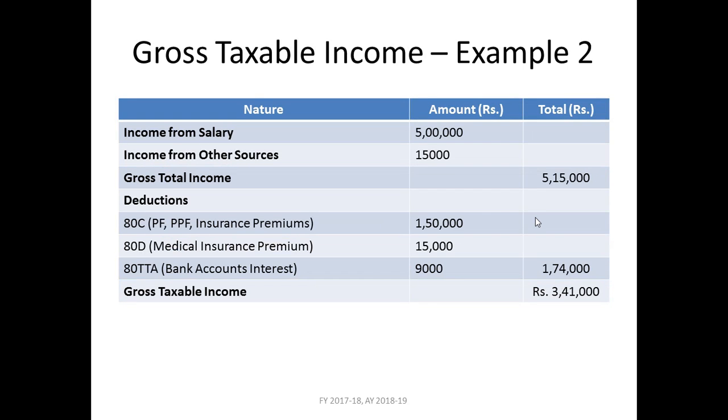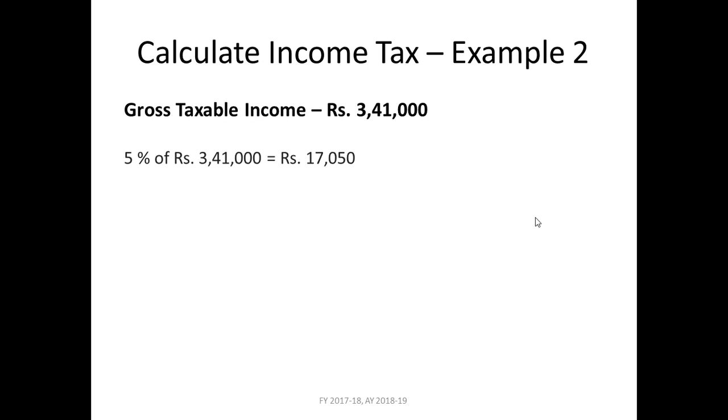Alright, let's see another example in which we have 5 lakh income from salary, and income from other sources is 15,000, so it comes to around 5 lakh 15,000. After removing all the deductions, we have 3 lakh 41,000, which is less than 3 lakh 50,000. So if you think that 5% of 3 lakh 41,000 is the amount of tax that you are supposed to pay, that is not the right process to calculate the income tax.